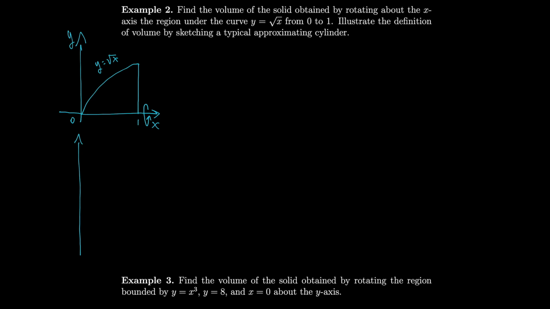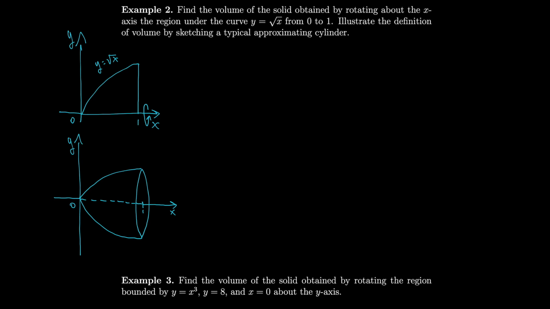How about I draw the rotation first? So here's y equals square root of x, and then it revolves around and around and around, and it ends up becoming this three-dimensional solid. So now, here's 1, here's the x-axis sticking out, and here's my y-axis still. We want to try drawing a typical approximating cylinder.